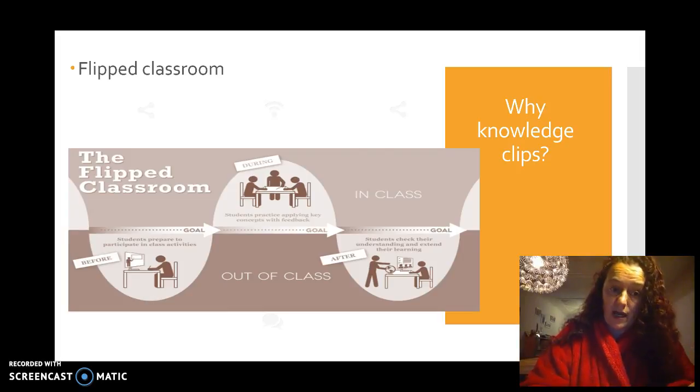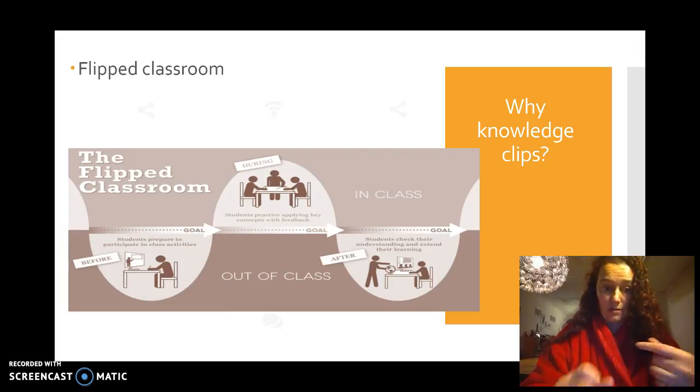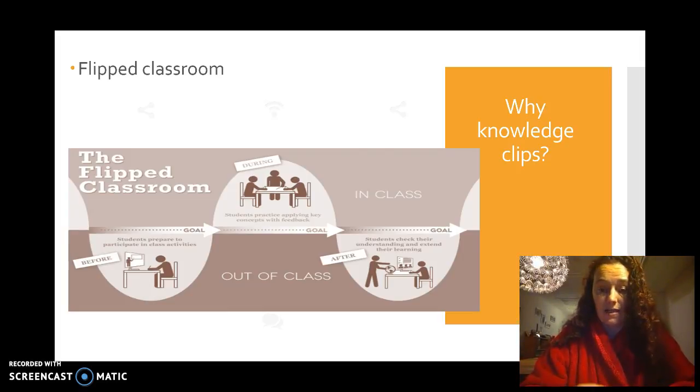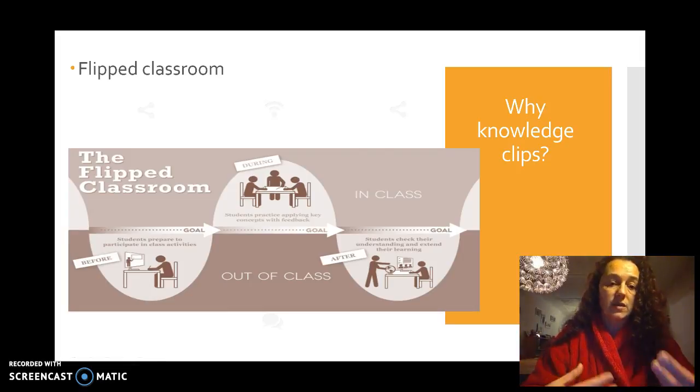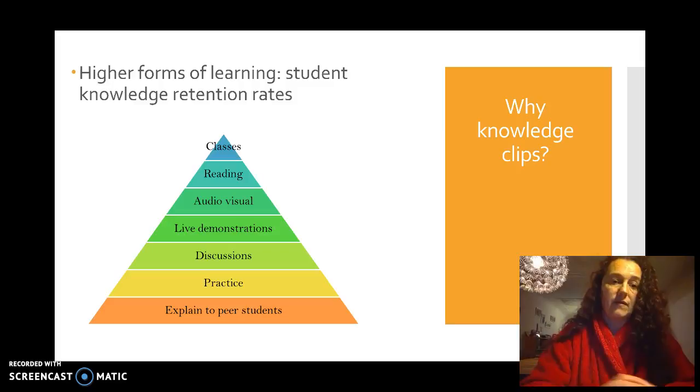students beforehand prepare to be able to participate in class activities. During the class, there is much more active learning facilitated by the teacher, and then again afterwards, students check their learning and extend on their knowledge. So this concept of the flipped classroom is a hot topic, and we try to work more and more along these types of lines.